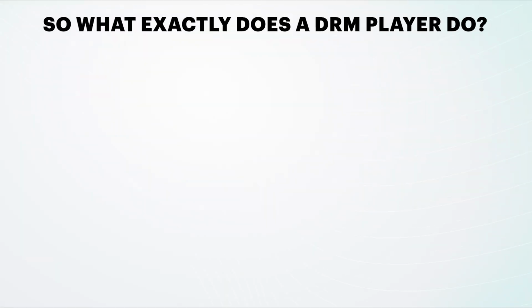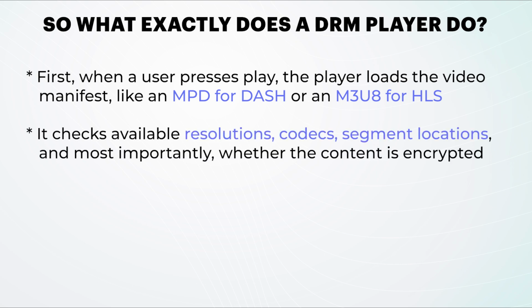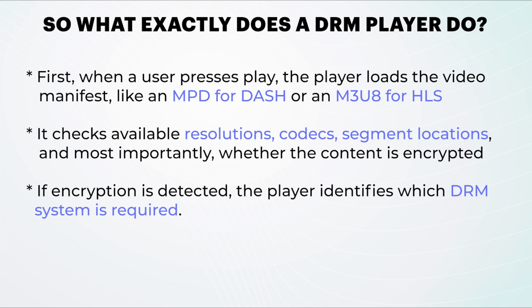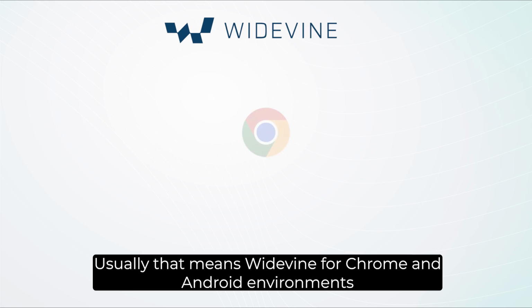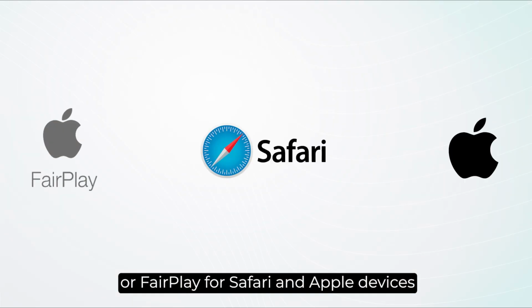So what exactly does a DRM player do? First, when a user presses play, the player loads the video manifest, like an MPD for DASH or an M3U8 for HLS. It checks available resolutions, codecs, segment locations, and most importantly, whether the content is encrypted. If encryption is detected, the player identifies which DRM system is required. Usually that means Widevine for Chrome and Android environments, or FairPlay for Safari and Apple devices.